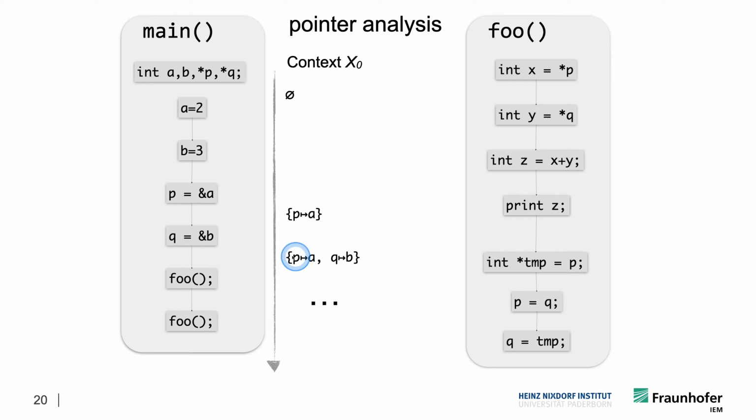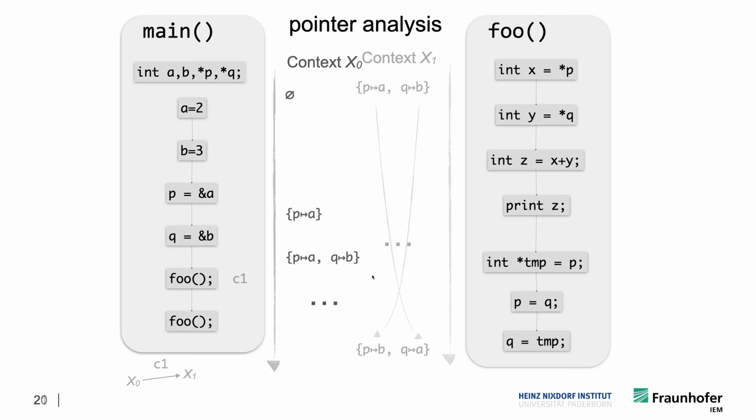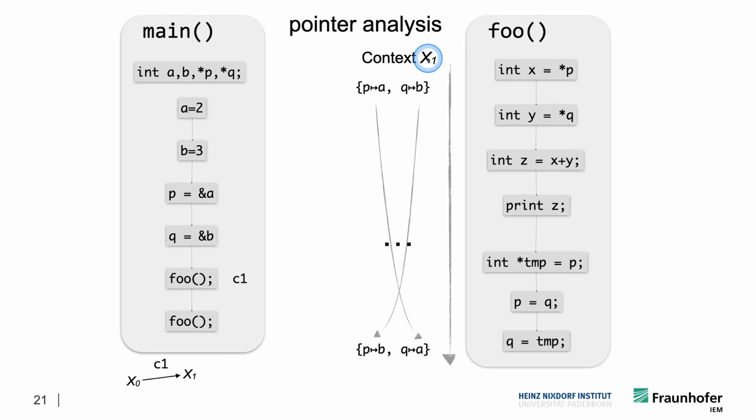Then we are processing the call to foo, so we are actually creating a new context, x1, that is initialized as you see here. And again, we assume that all of these variables are global variables. And that stays the same until in the end here, these two values are actually flipped, right? So here now P points to B and Q points to A.